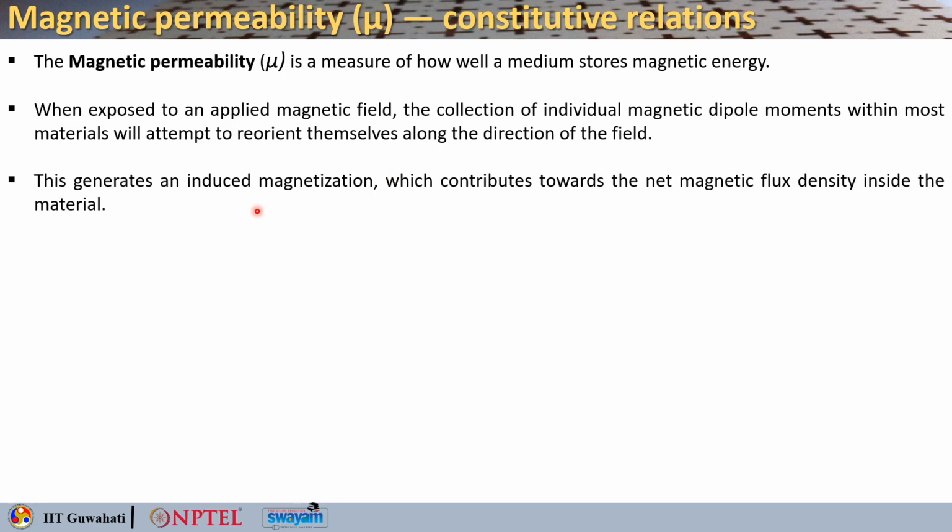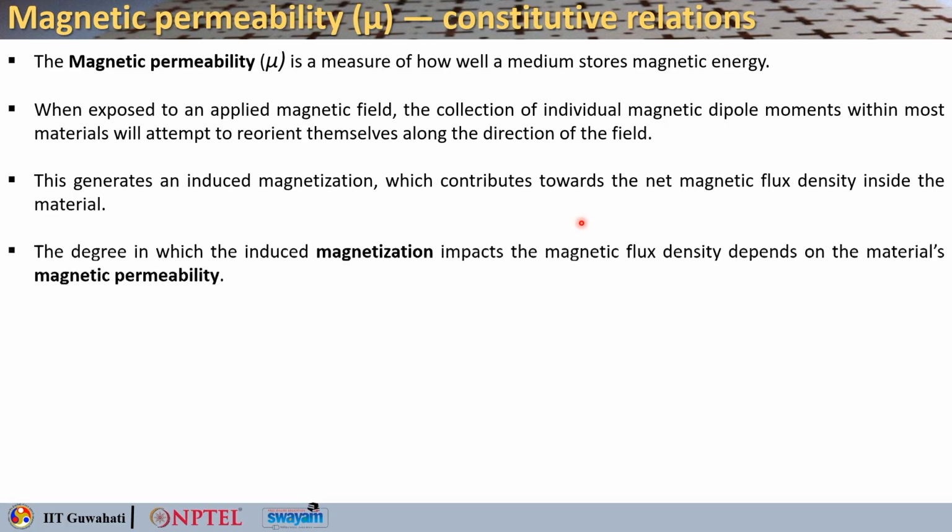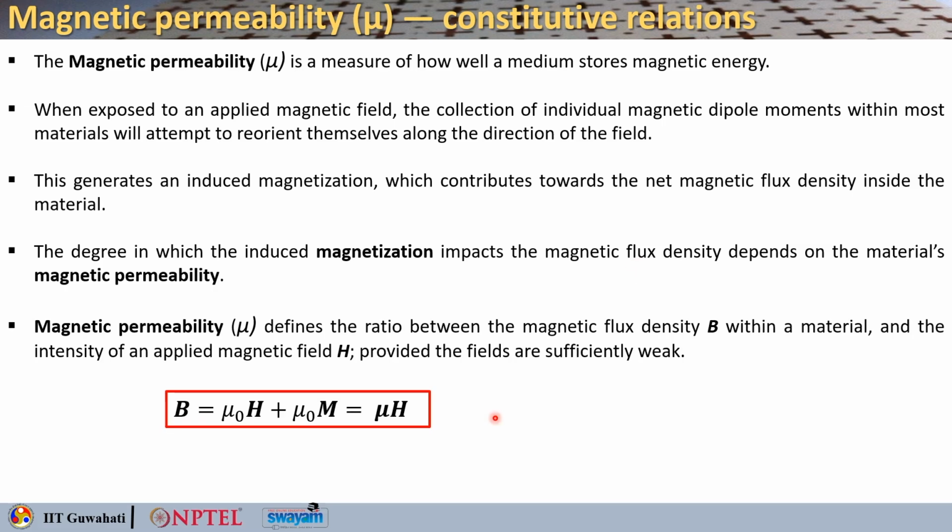So this particular act basically generates induced magnetism, which contributes towards the net magnetic flux density inside the material. And the degree to which the induced magnetization would impact the magnetic flux density depends on this material's magnetic permeability. So let us see how it is expressed mathematically.